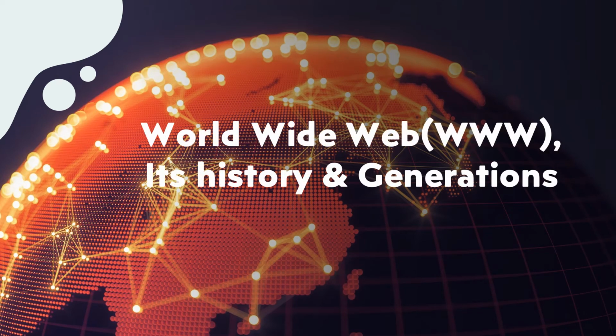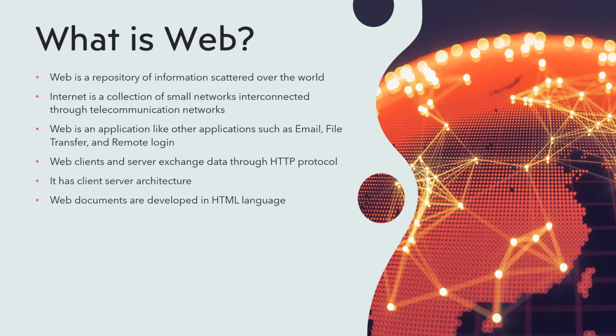In this video, we are going to discuss the World Wide Web, its history, and its three generations. The web is a repository of information that is scattered around the world. It is often confused with the Internet. The Internet is a collection of small networks interconnected through telecommunication networks.